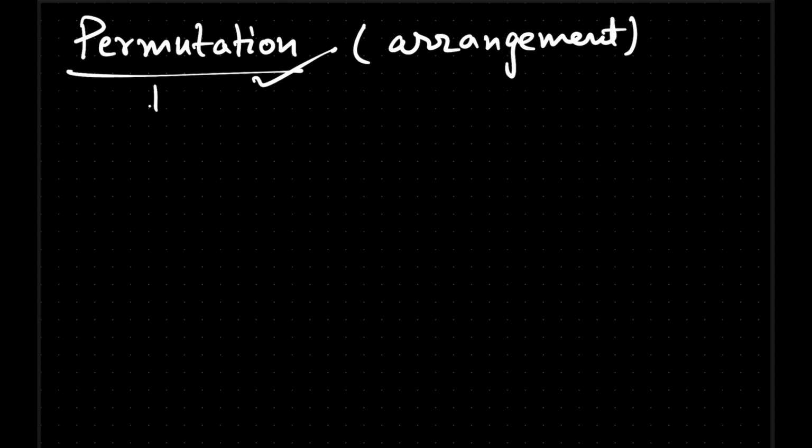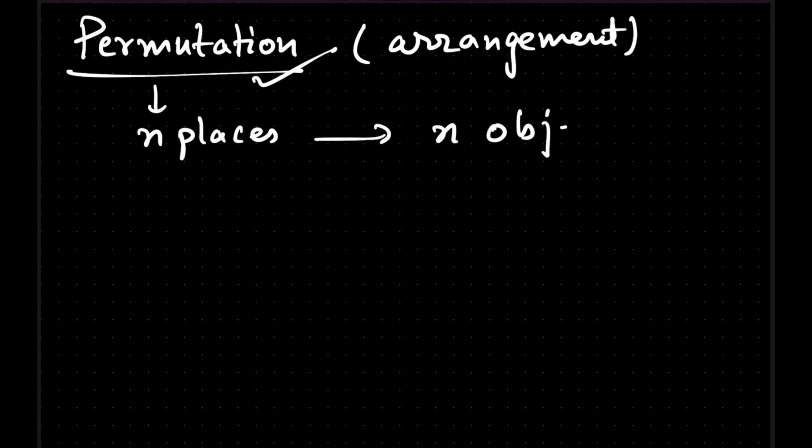So let's see permutation. What does permutation mean? Permutation means arrangement. Suppose you have n places and you have n objects. You have to arrange n objects in n places. So how many ways will you have? Let's derive it one by one.